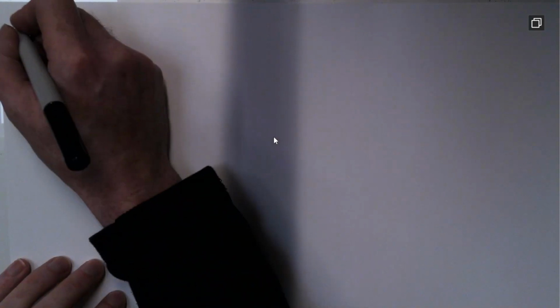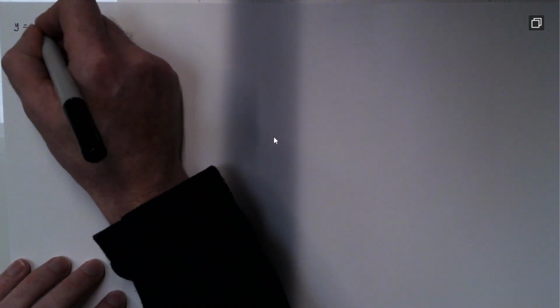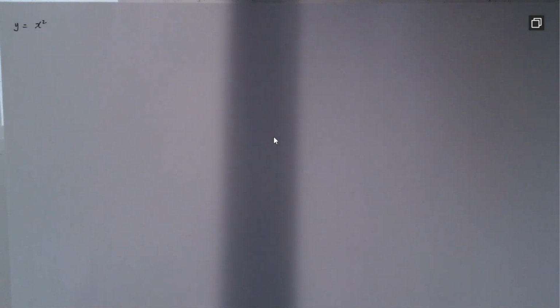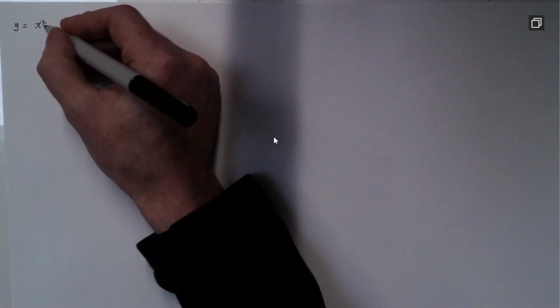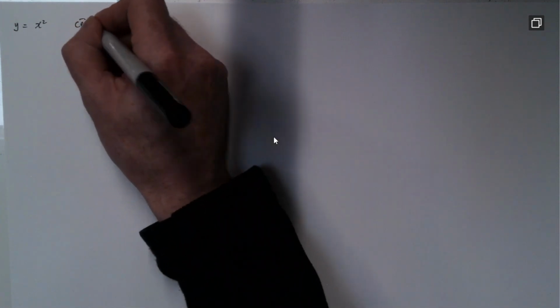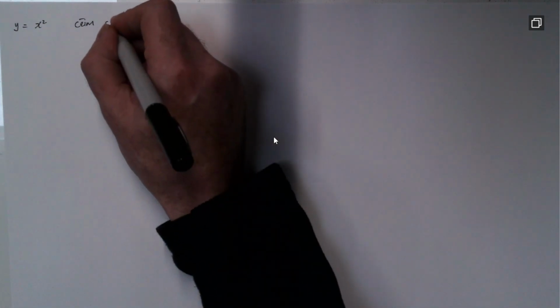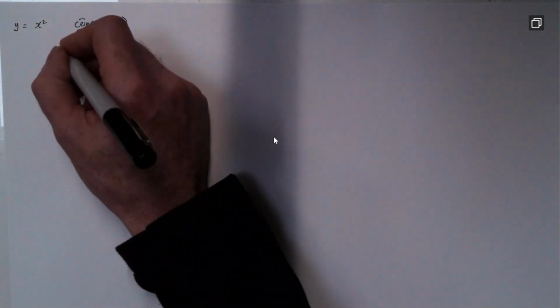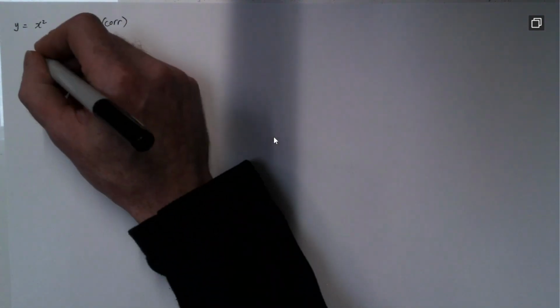For example, let's start to sketch y equals x squared. What's the degree? 2. Is it odd or even? Even, right? So it's an even degree, and we sketch a graph of that.